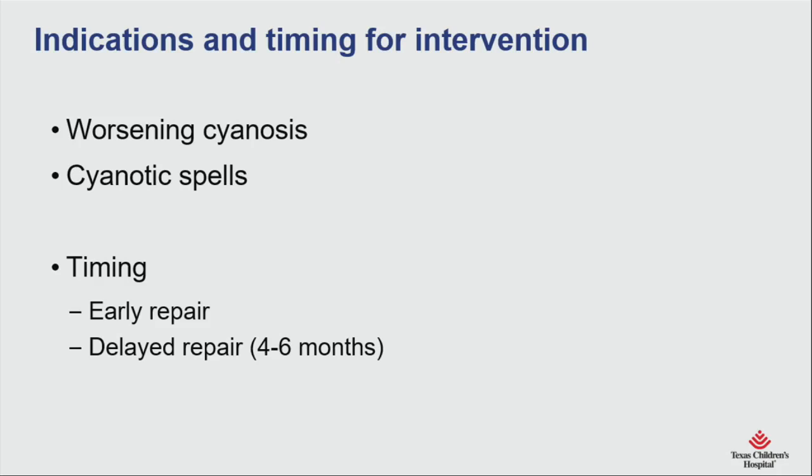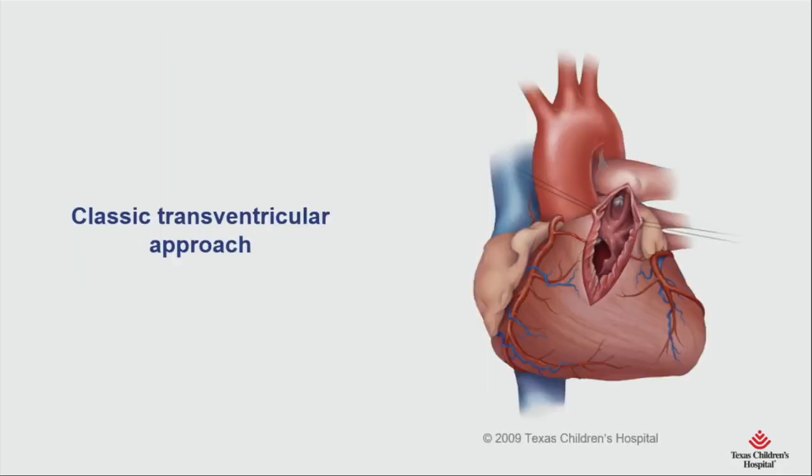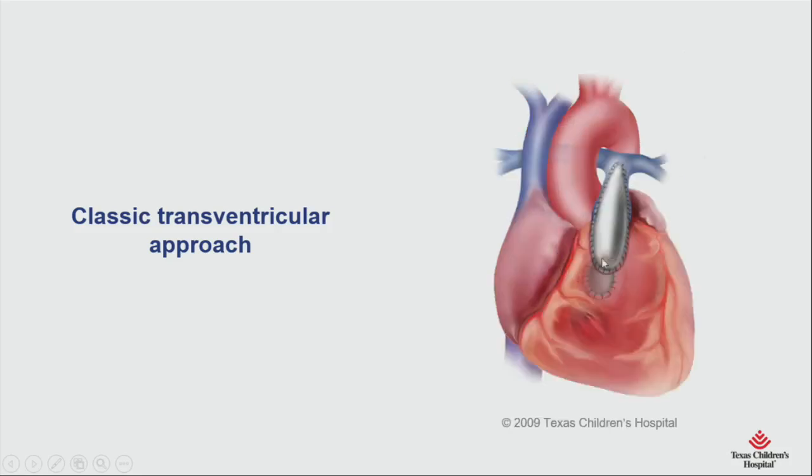Now, the timing, whether you repair it very early or delayed, there's so many different schools of thought, and I'm not going to get into any controversial thing here, but those are just two of the options. For the most part, some of the different approaches that have been used for tetralogy of Fallot, the most classic one is what we call the classic transventricular approach. In that approach, you basically make a big incision from the pulmonary artery across the pulmonary valve into the ventricle, and then through that ventriculotomy, you close the defect with a patch, and then you put a second patch on the outflow tract and the pulmonary artery.